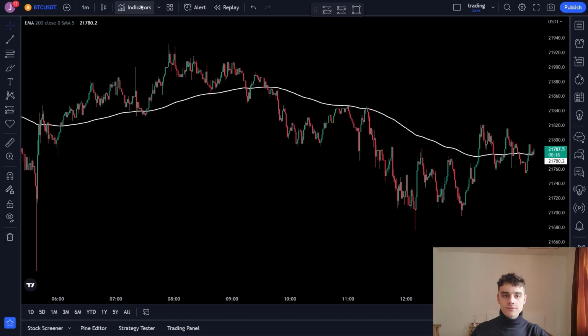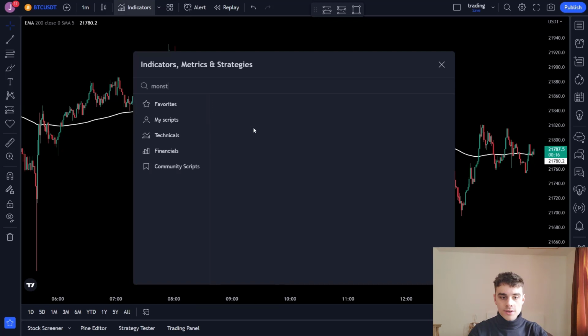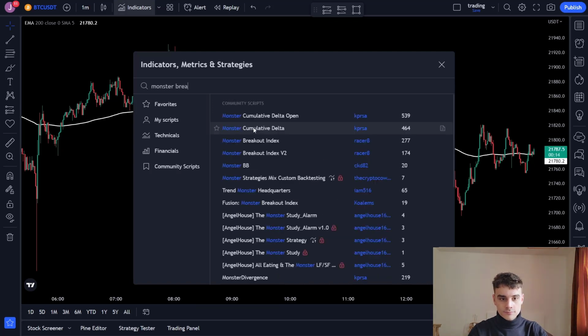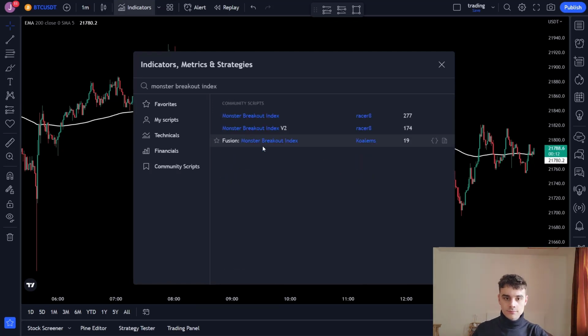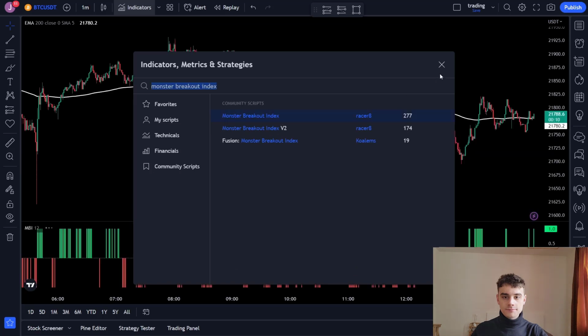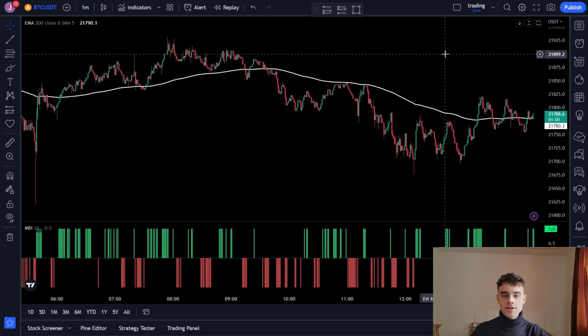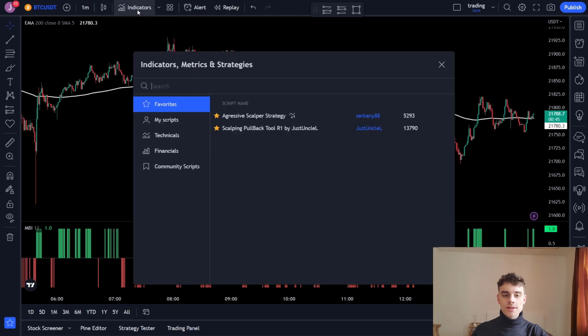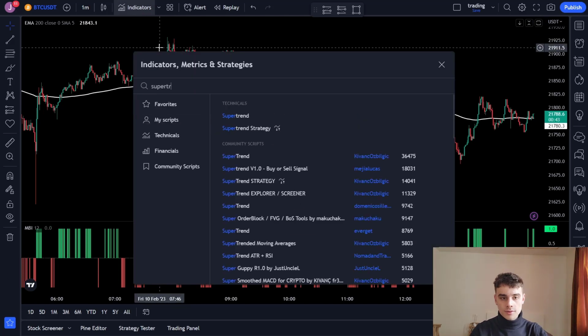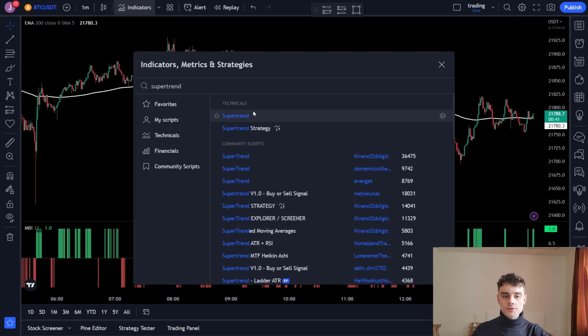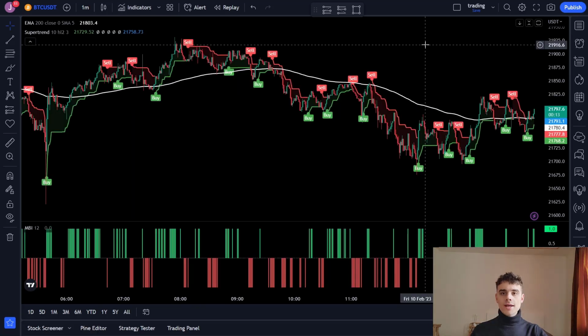The next indicator we will have to add is the Monster Breakout Index. We don't have to change any settings on this indicator. The next indicator we will have to add is the Supertrend. We will not add the regular Supertrend, but the Supertrend by Givenchy. Now all our indicators are ready, we can go to the steps for opening a long position.